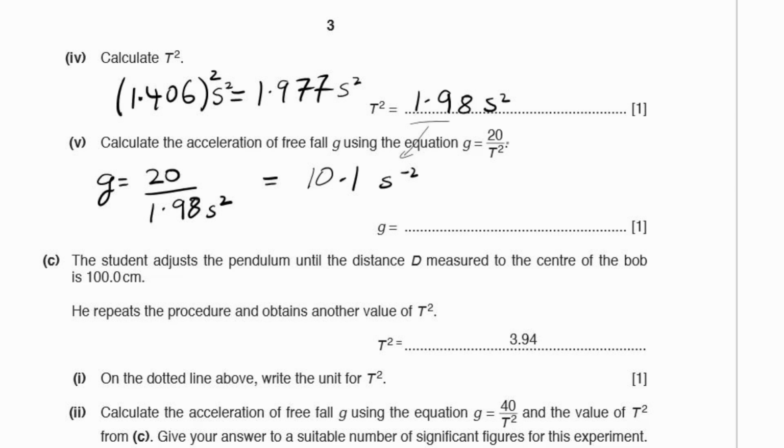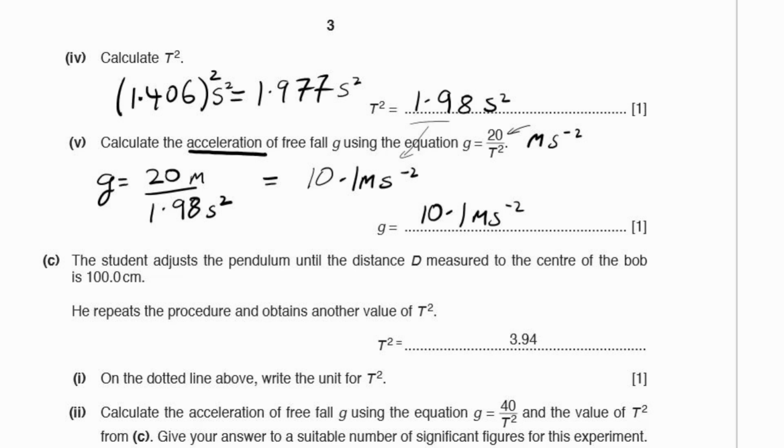They haven't actually given us a unit to put in the top, but what they have told us is it's acceleration. Now acceleration has the units of meters per second squared. It's just something to be aware of there. They're not giving you the units, so you have to know that the units are meters per second squared. 10.1 meters per second, -2.